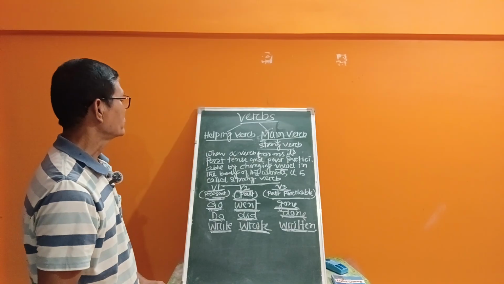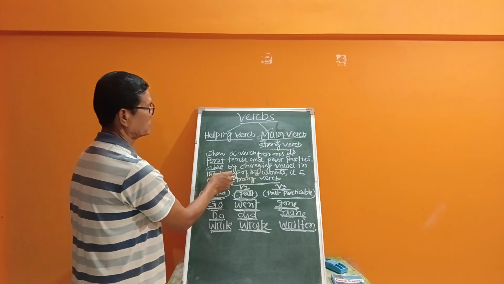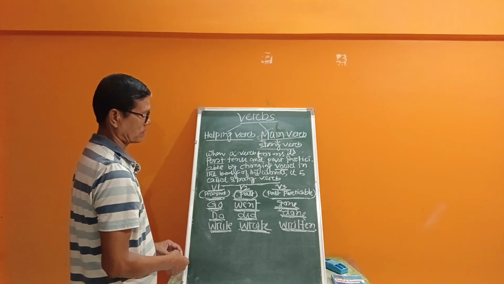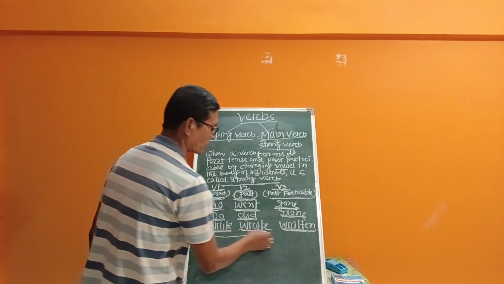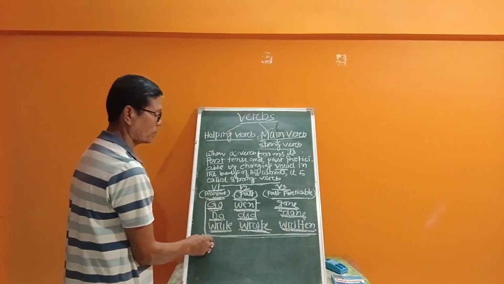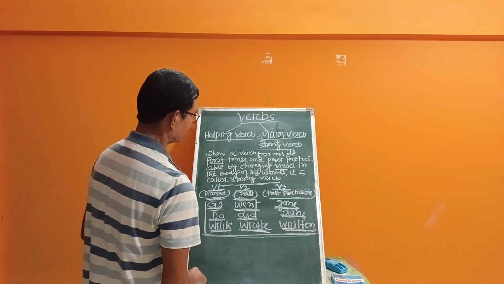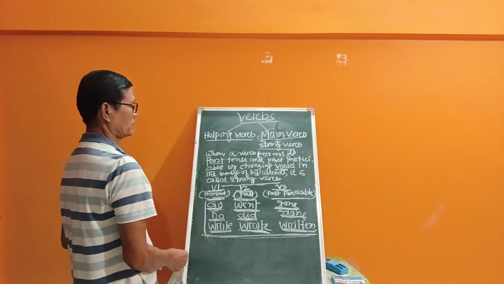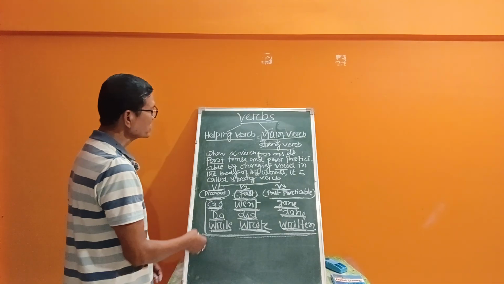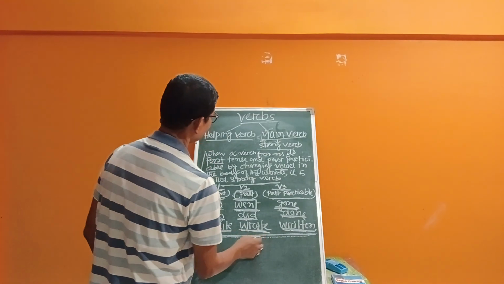When a verb forms its past tense and past participle by changing the vowel in the body of the word, it is called a strong verb, and all these are strong verbs. A strong verb is formed by changing the vowel in the body of the word. Now we have discussed the strong verb. What is the strong verb?